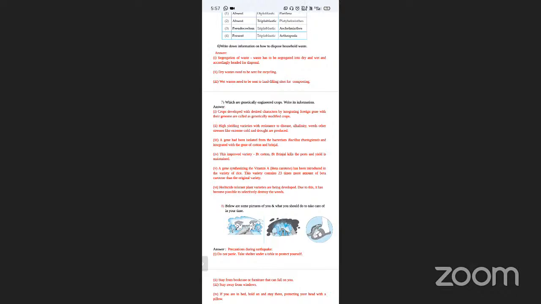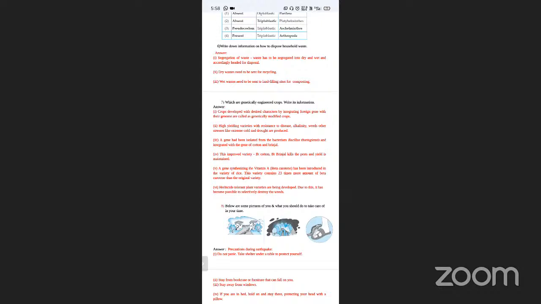Point number two, high yielding varieties with resistance to disease, alkalinity, weeds, and other stresses like extreme cold and drought are produced. So you get high yielding varieties of crops that do not get diseases very quickly. They can stand extreme conditions of cold and drought, and they give a good yield. Third point, a gene has been isolated from the bacterium Bacillus thuringiensis and integrated with the gene of cotton and brinjal.